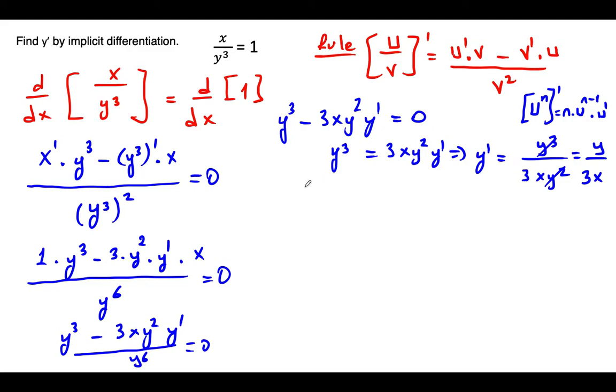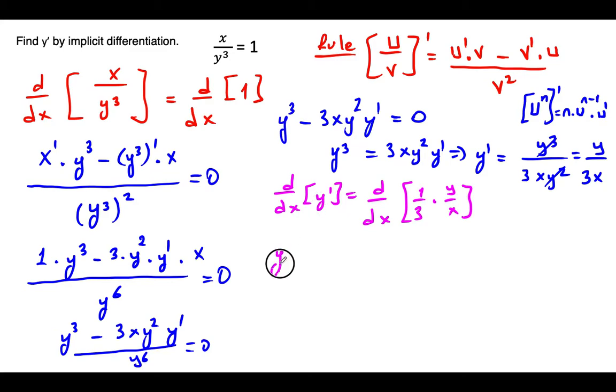Now, this is the first derivative, but I need the second derivative. So to find the second derivative, I should take the derivative of the first derivative. So d/dx of y prime is equal to d/dx of 1 over 3 times y over x. And then it's clear that the derivative of y prime with respect to x will be y double prime. So this is equal to 1 over 3, which is a constant, so I can take it out. So it will be d/dx of y over x.